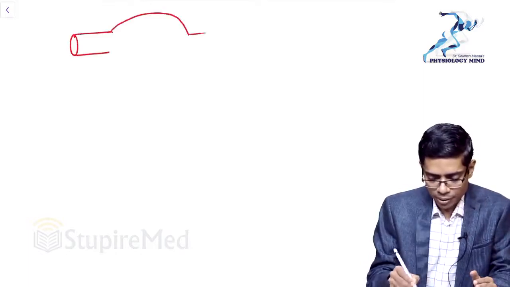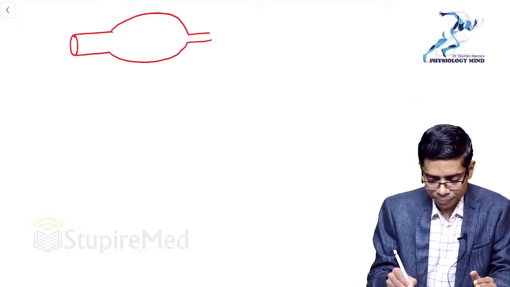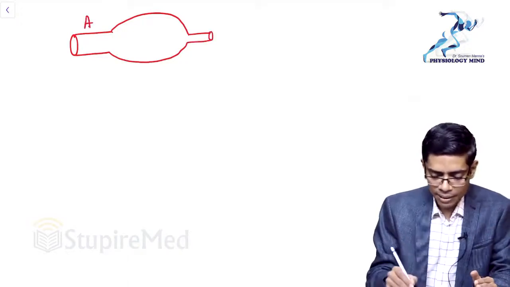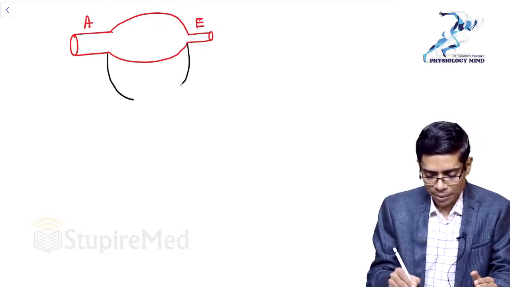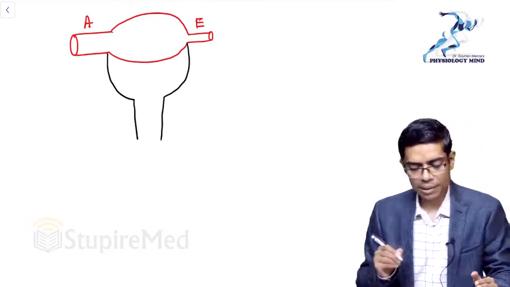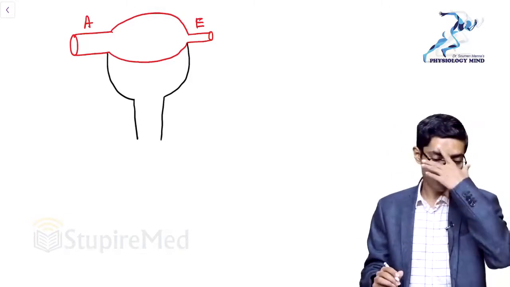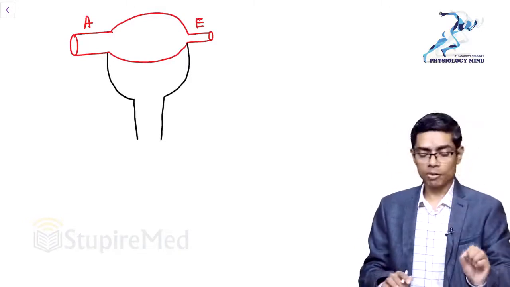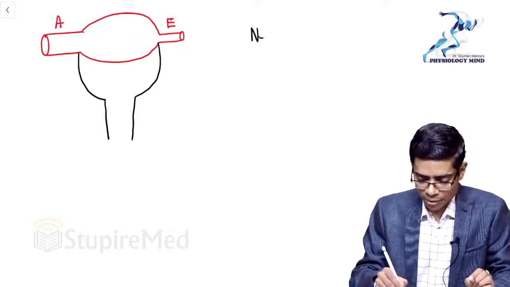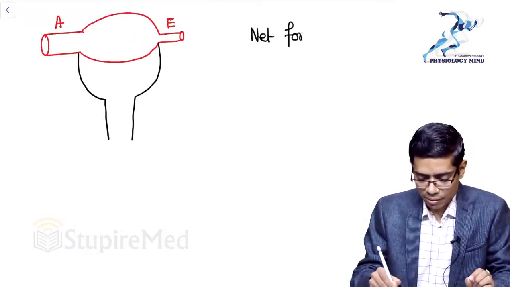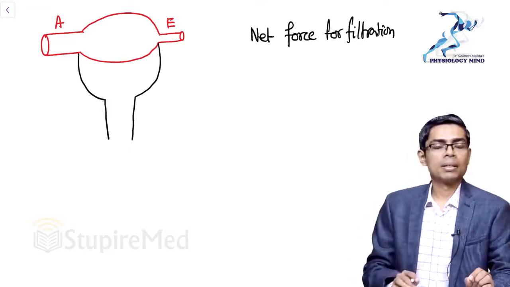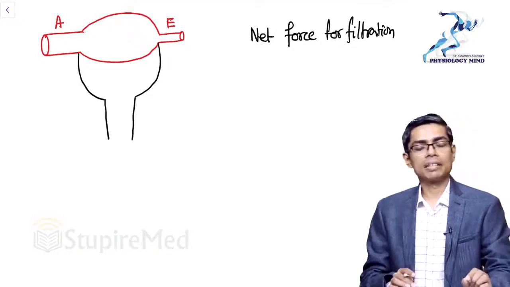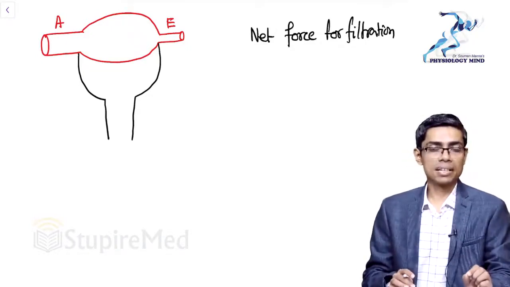So again the schematic diagram. This is your glomerular capillary, afferent and efferent arteriole, and Bowman's capsule here. Bowman's capsule is here. Okay. So what is the net force for filtration? First we have to understand this concept, net force for filtration rate. So this filtration depends on a force which is known as the Starling forces.